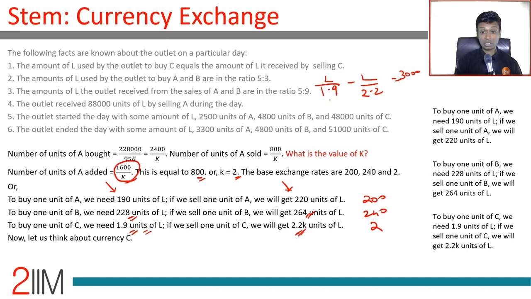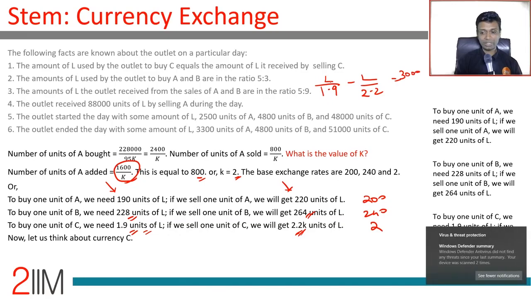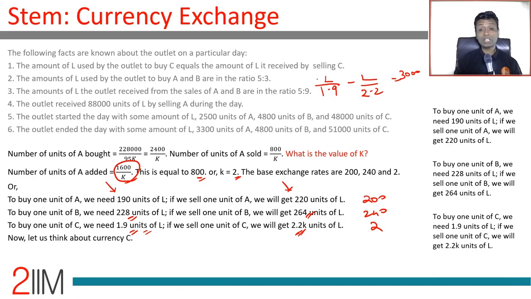This much is L by 1.9. The same number is used by 2.2. This will be the total increase. This is the amount of C coming in, this is the amount of C going out. The difference is 3000 because 3000 units are added. So L by 1.9 minus L by 2.2 is 3000.